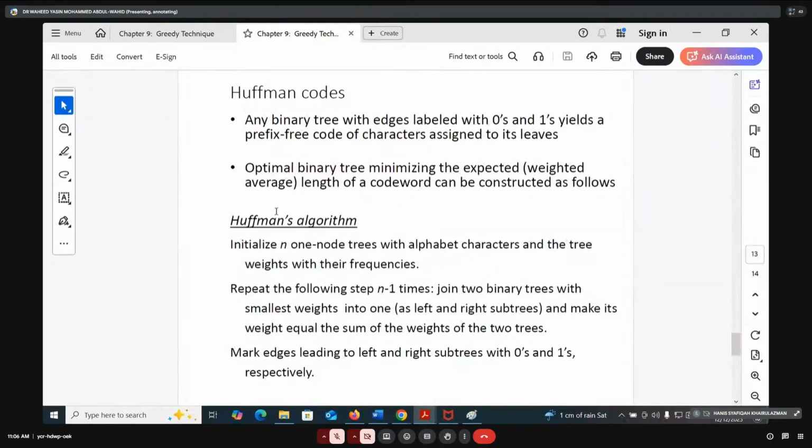Huffman algorithm, how is it going to be used? Initialize n one-node trees with alphabet characters, and the tree weights with their frequencies. Repeat the following step n minus 1 times: join the two binary trees with the smallest weights into one, as left and right subtrees, and make its weight equal to the sum of the weights of the two trees. Mark its edges leading to the left and right subtrees with 0 and 1. When I go left, I mark with 0. When I go right, I mark with 1.